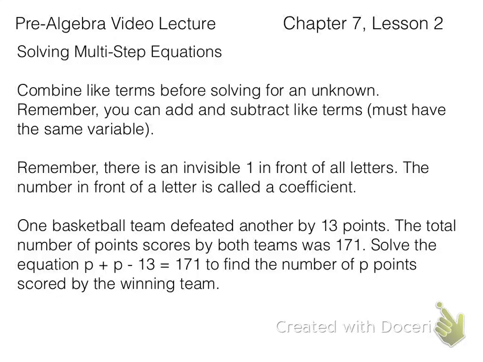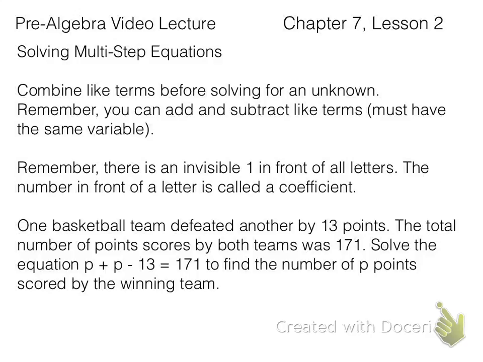All right, so what you need to know about multiple step equations that's different from lesson 1 of chapter 7 is that you do need to combine some like terms before you solve for an unknown. Remember, you can add and subtract like terms, and they must have the same variable for you to add and subtract them. Also, remember that there's an invisible 1 in front of all letters, unless it's got a different number in front of a letter. But regardless, that number that's always in front of the letters is called the coefficient. It's either a 1 if it's invisible or any other number that happens to be there.